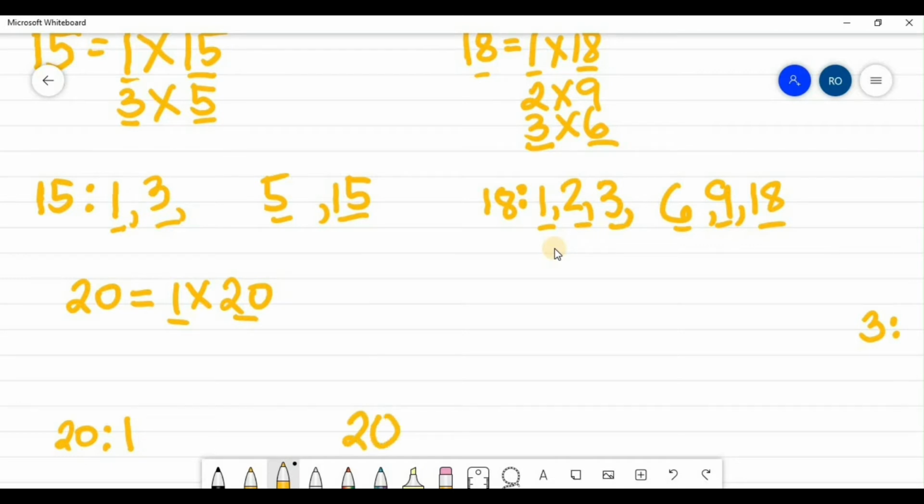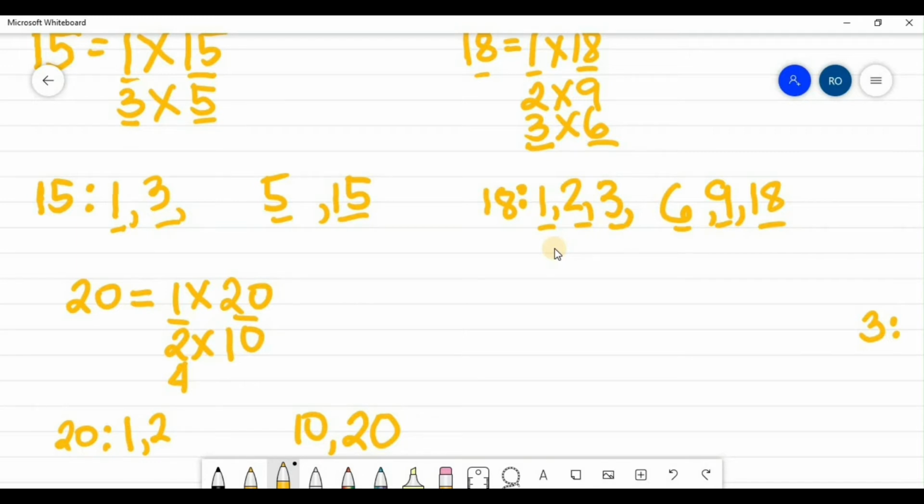Don't forget the space. And what about 2? What are we going to multiply to 2 to get 20? Yes, the answer is 10. So we have 2 and 10 as the factors of 20. What about 3? Is there any number that when you multiply by 3, the product is 20? There is no number to multiply to 3 to get 20. What about 4?